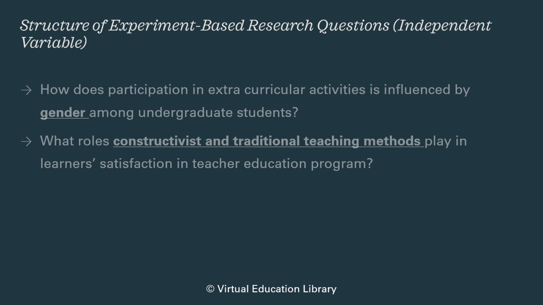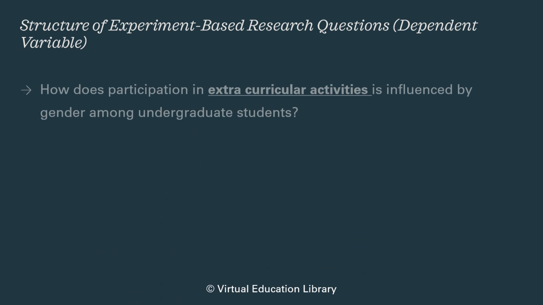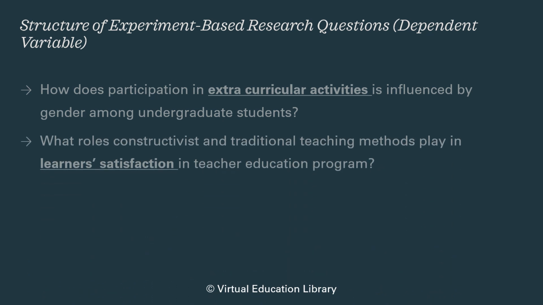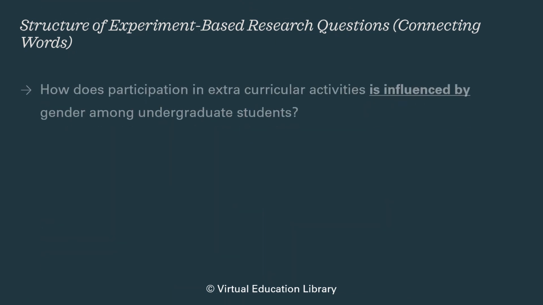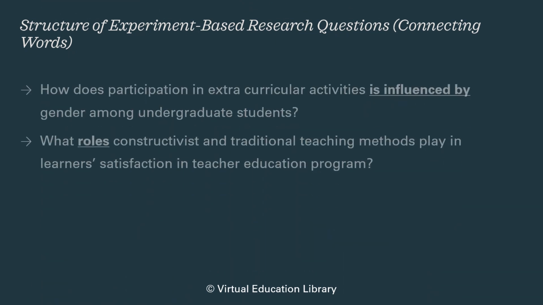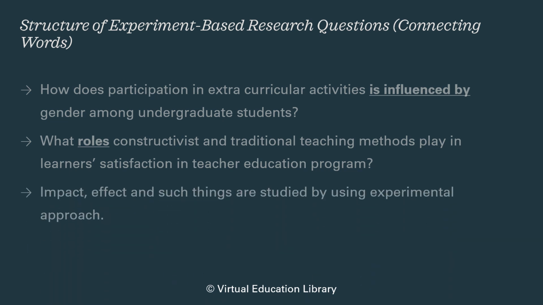So your quantitative research question should have a key phrase, an independent variable, and a dependent variable. In the context of the examples previously discussed, the independent variable here is gender, and here it is the teaching method, and the dependent variables are extracurricular activities and learner satisfaction. And the connecting words are "is influenced by" and "roles"; these are the connecting words. Impact, effect, and such things are also studied using an experimental approach.